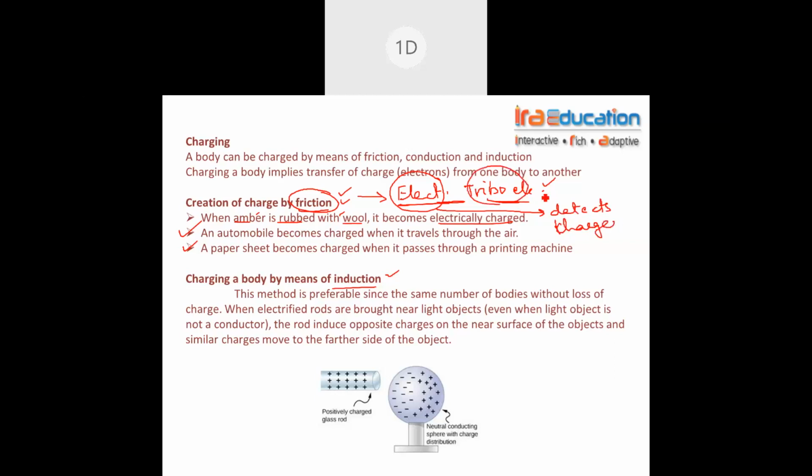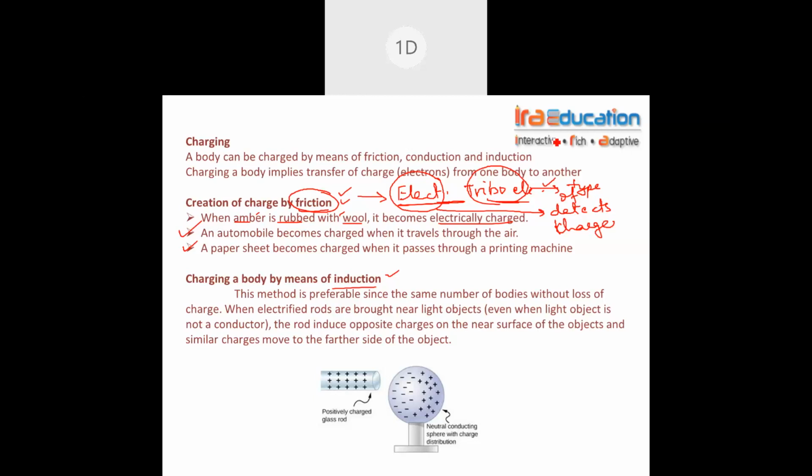This even detects which type of charge. Not only a charged body, it even talks about the type of charge, namely positive or negative. The elements in the triboelectric series, whoever is at the top of the series, those are positively charged. Whoever is at the lower end of the series, those are negatively charged.